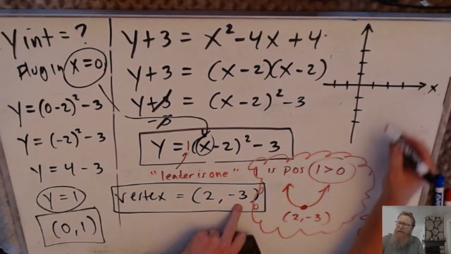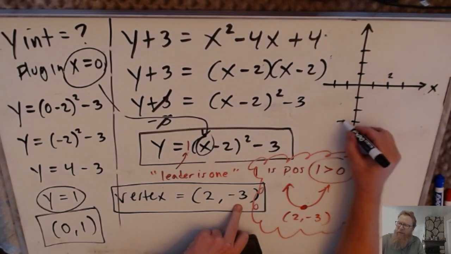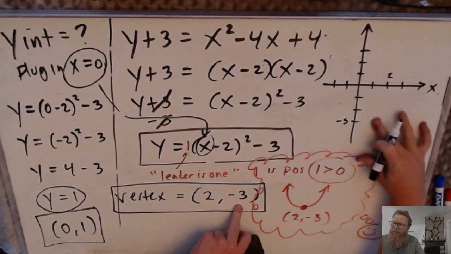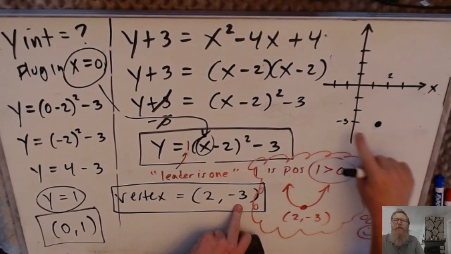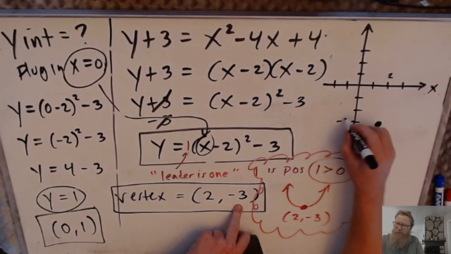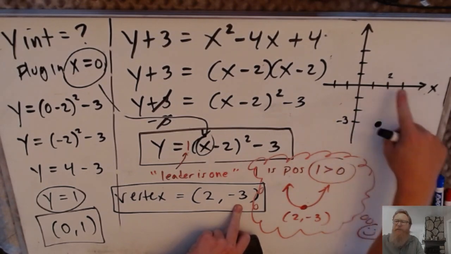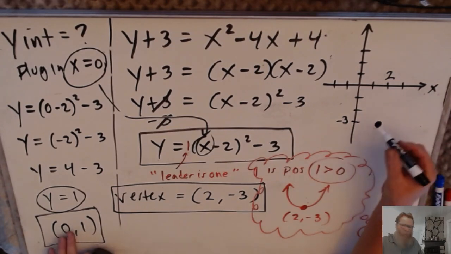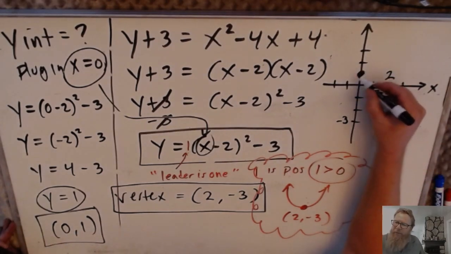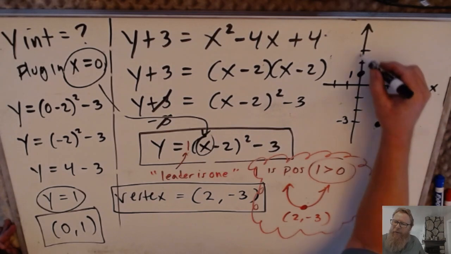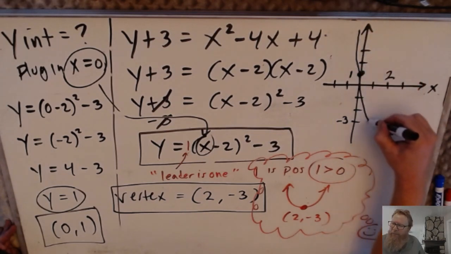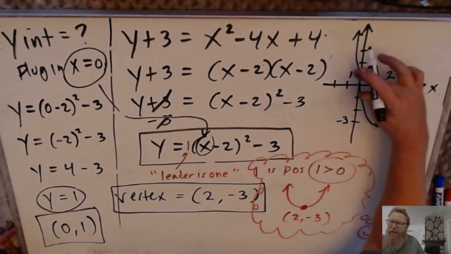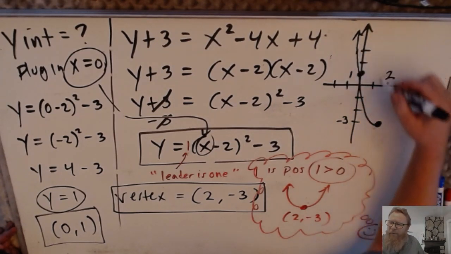So 2, negative 3, that's going to be right about here. Try to be right on the cross streets of 2nd Avenue and negative 3rd Street. And then you have your y-intercept of 0, 1. And then you've got your axis of symmetry.